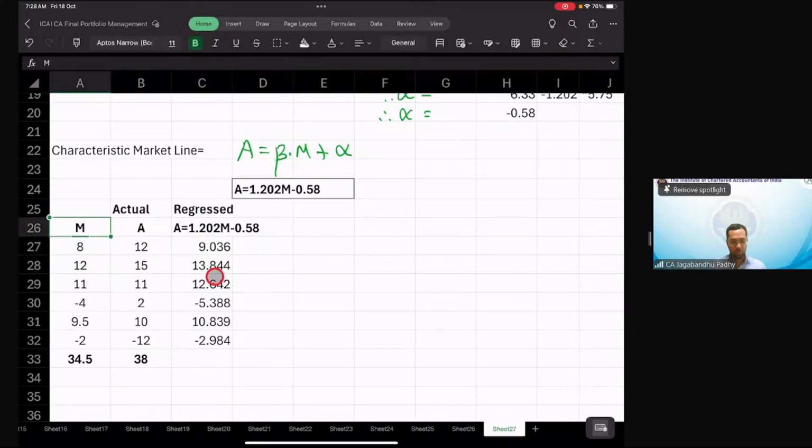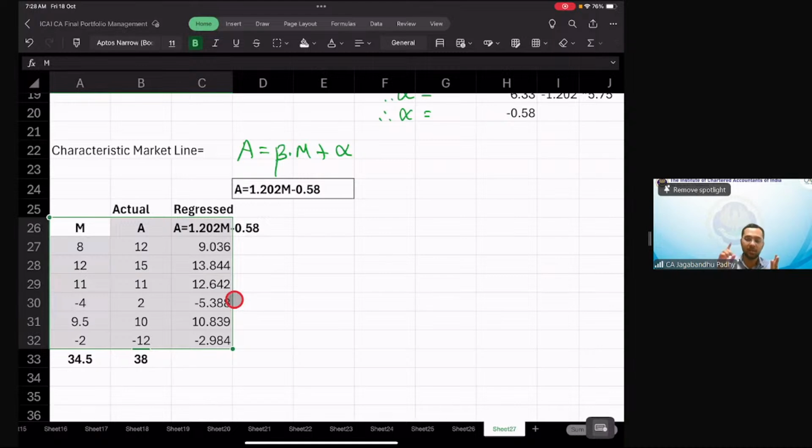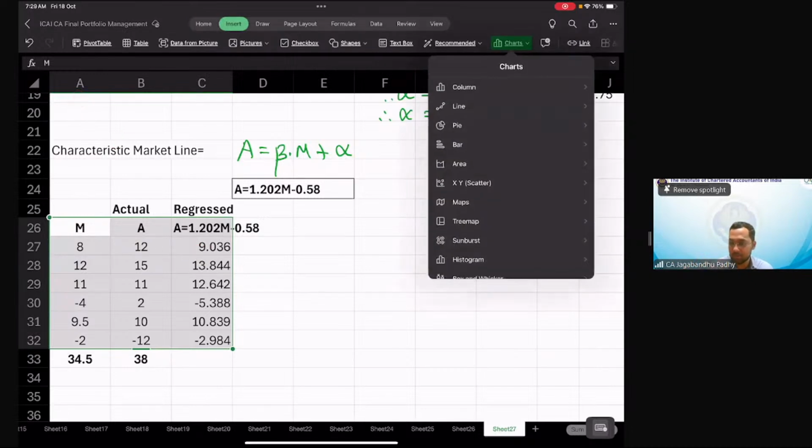Now, let me just show you one thing. If I just plot all the three things together, one is the market return, second is the actual return, and third is the regressed or estimated or forecasted return. So when market was 8, the actual return of A was 12, but the regressed or the forecasted return will be 9.036. So let me just insert a scatter plot.